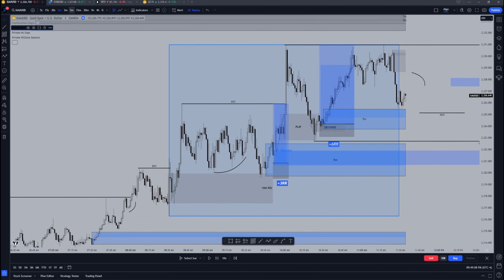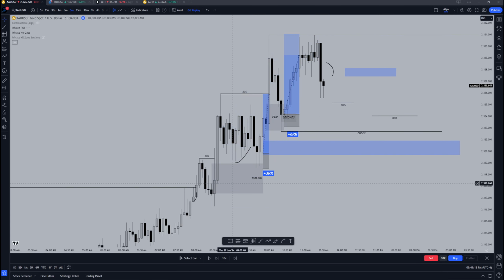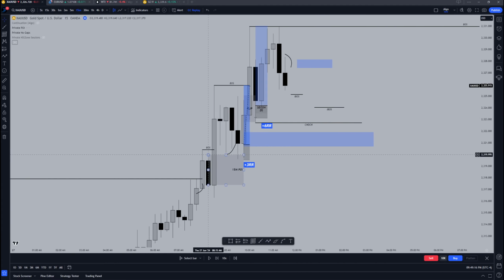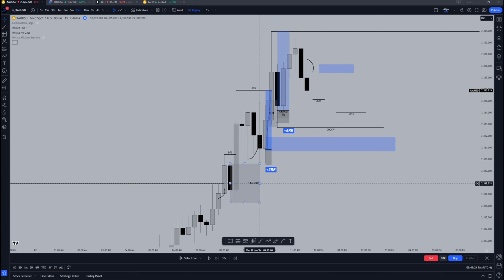Right here, I had a 15-minute POI. This is why it's important to switch time frames. So I'm gonna turn off my kills real quick. Let's go in the 15-minute. As you can see, let's mark this more clearly. This is a 15-minute point of interest right here. Okay, you can mark either this candle here or this entire block right here. This is our 15-minute demand.